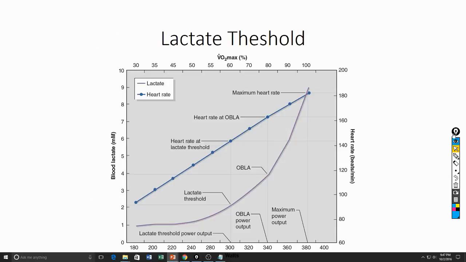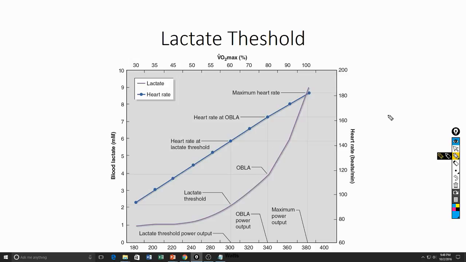All right. So, if we look at a graph, here we have lactic acid, or lactate, as the purple line, and the dotted blue line here is heart rate. If we were to plot, down here we have wattage of work versus blood lactate on the left side, and then heart rate is on the same axis but on the right side, and up at the top here we have VO2 max. If we plot all these things, OBLA is onset of blood lactate accumulation, right? So this is kind of what lactate accumulation looks like.